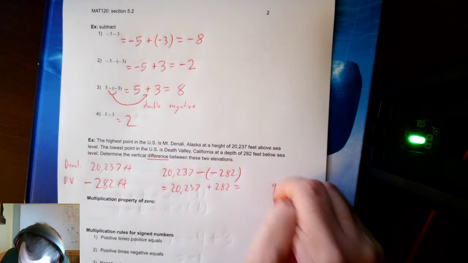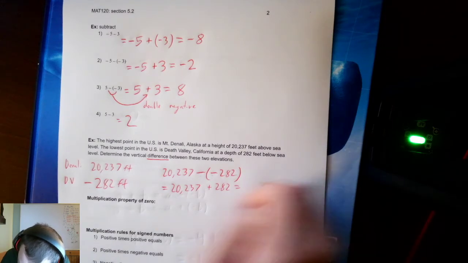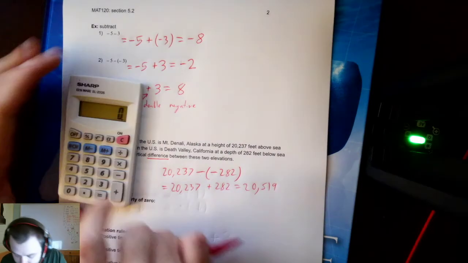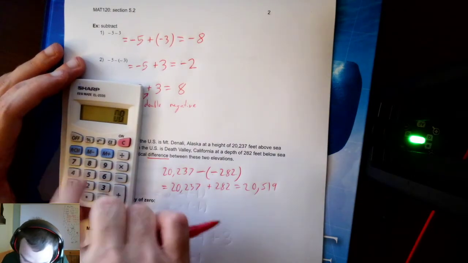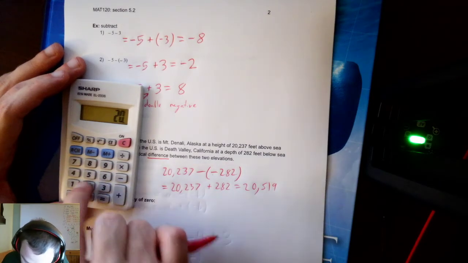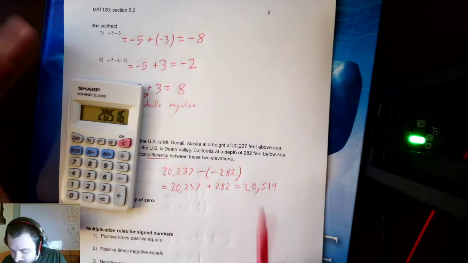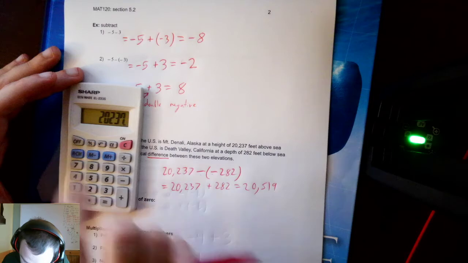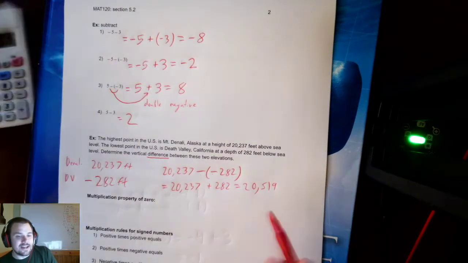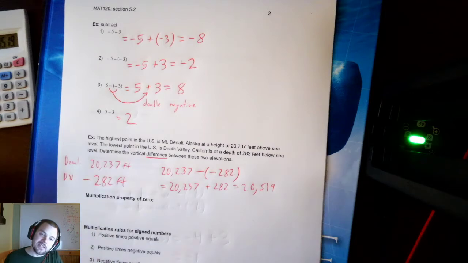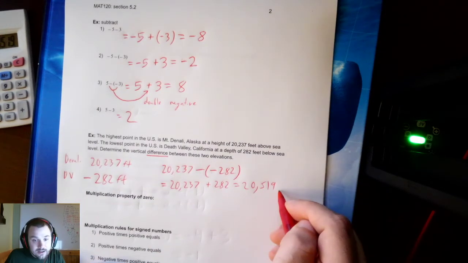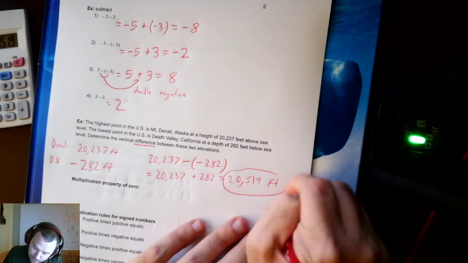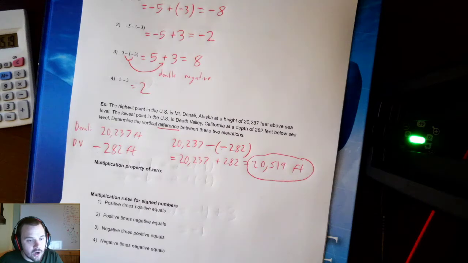And I'm going to get 9, 1, carry the 1, 5, 0, 2. And then we should always double check our calculator. 20237 plus 282. Oops. I typed it in wrong. There we go. So I added it right in my head, but added it wrong on the calculator. Always good to double check though, right? What did I forget though? Units. Gotta put feet. Always put your units.